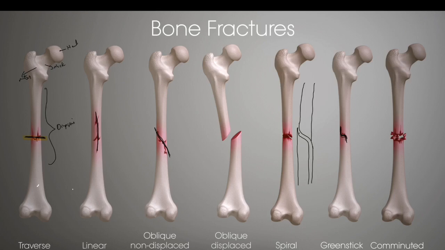Next one, we are seeing the comminuted bone fracture. A comminuted fracture is seen because of high trauma accidents. The bone fragments are totally shattered, which means it's broken into small parts, into multiple pieces. So this is a comminuted fracture. We discussed transverse fracture, linear fracture, oblique non-displaced fracture, oblique displaced fracture, spiral fracture, greenstick, and comminuted.